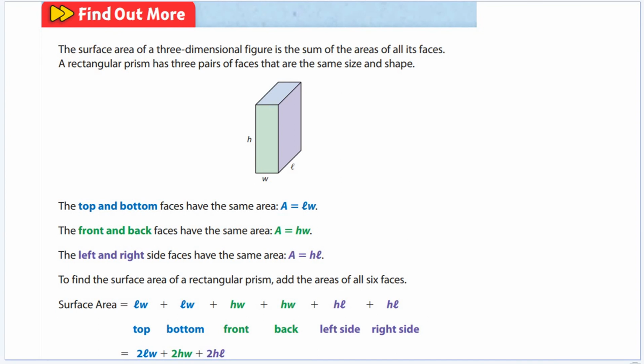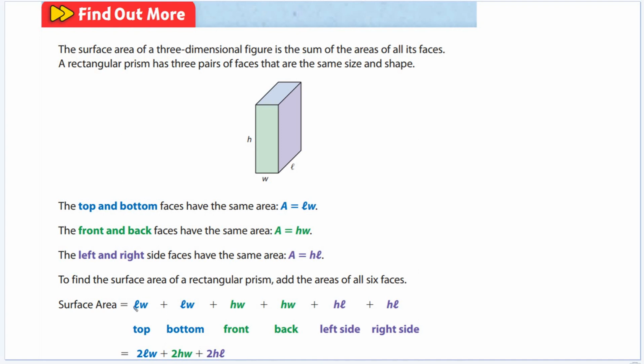Let's find out more. The surface area of a 3-dimensional figure is the sum of the areas of all its faces. We just did that. A rectangular prism has 3 pairs of faces that are the same size and shape. For example, front and back, top and bottom, right side, left side. The top and bottom faces have the same area, length times width. The front and back faces have the same area, height times width. The left and right side faces have the same area, height times length.